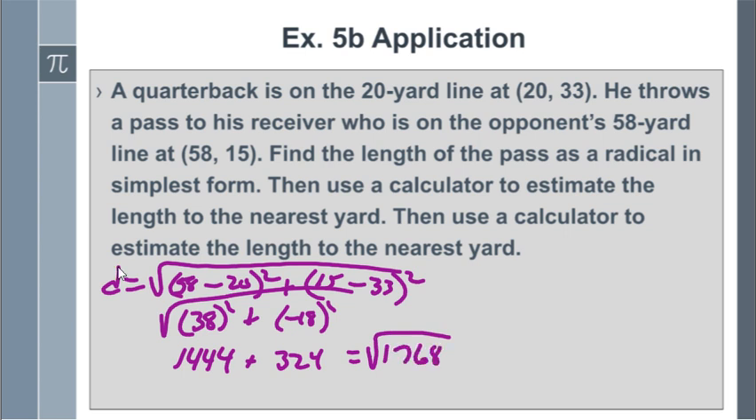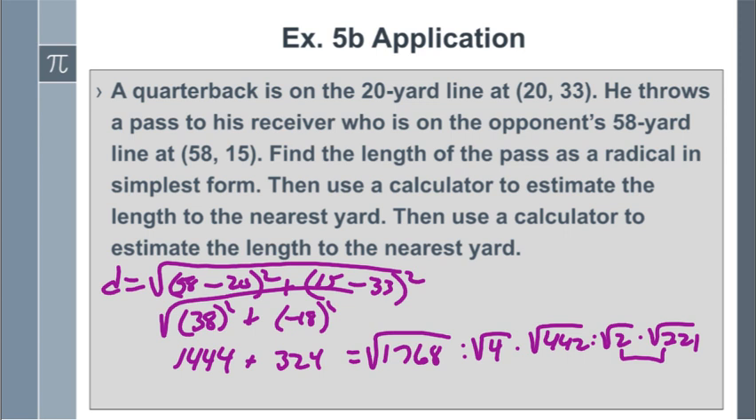Then break that down in simplest radical form. So we take the 1,768 and divide that by 4, so the square root of 4. That gives us the square root of 442. I can divide that into the square root of 2 times the square root of 221. Let's see if we can break down the square root of 221. And I don't have any numbers to break it down. This is as far as I can break it down.